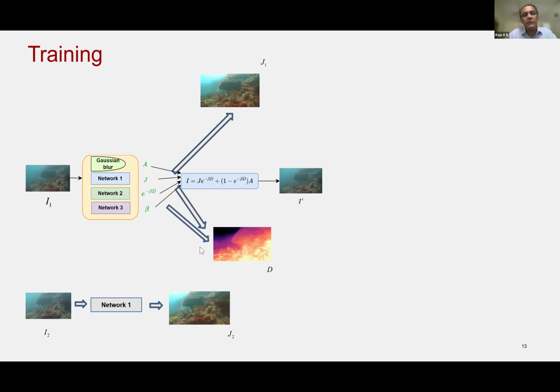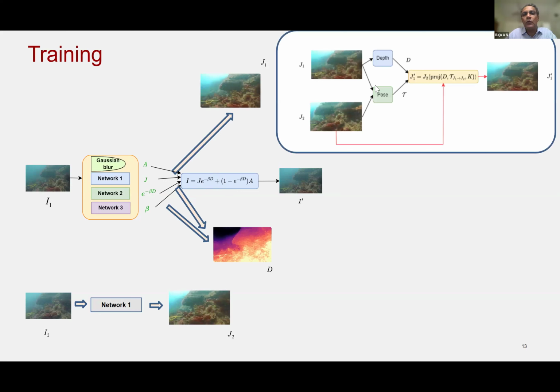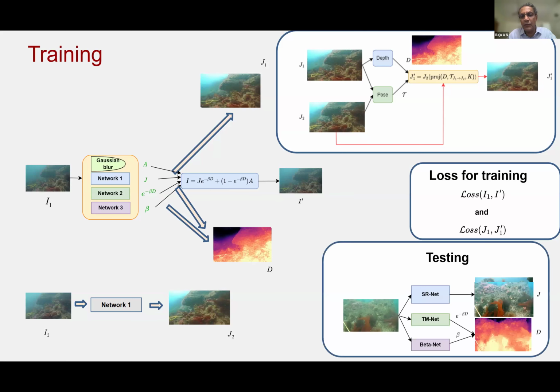And then from this attenuation map, which is e to the power of minus beta d, we get a depth map. And then we push this depth map and the pose, which we have obtained through the PoseNet, in order to get J1 hat from J2. So this is simply a view synthesis loss. It's a view constraint, and therefore we have two self-supervised losses, one between I1 and I1 hat, another between J1 and J1 hat.